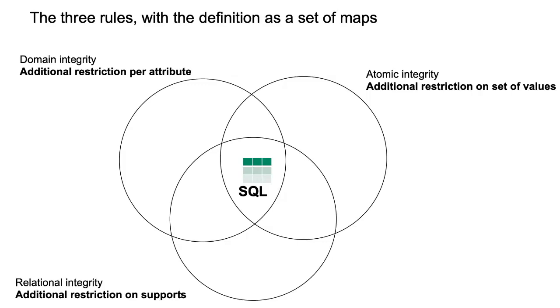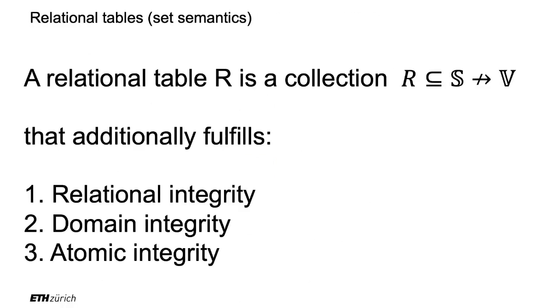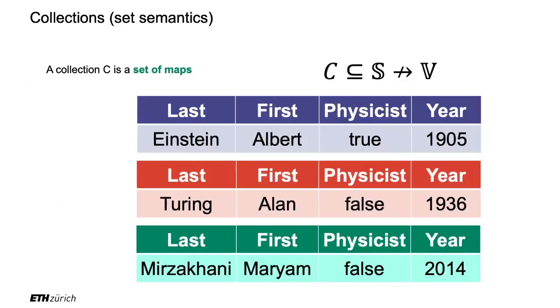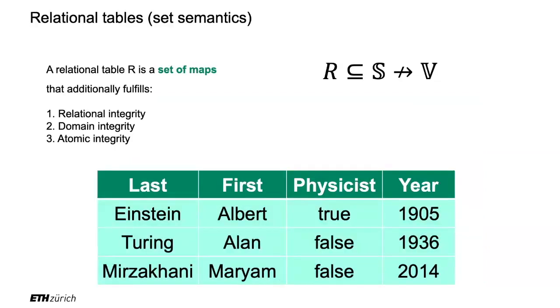We do want the maps to have the same support. We do want the values in the same column to belong to the same domain. And we do want the values to all be atomic. Okay. So a relational table is a set of maps collection that additionally fulfills the three, right? So now it's easy. That's a collection. It's a set of maps. If we add the three, then that's a relational table.